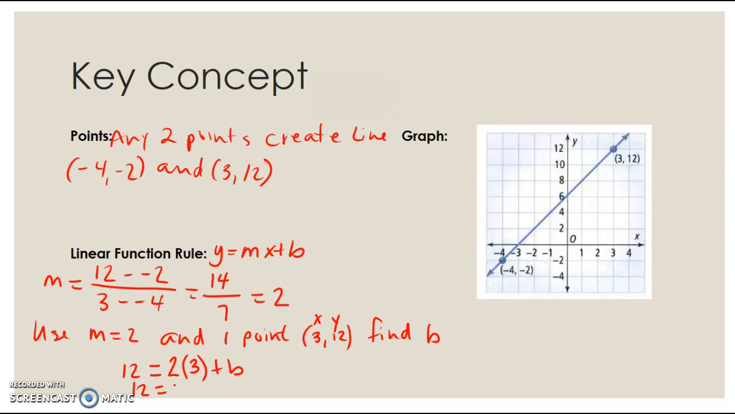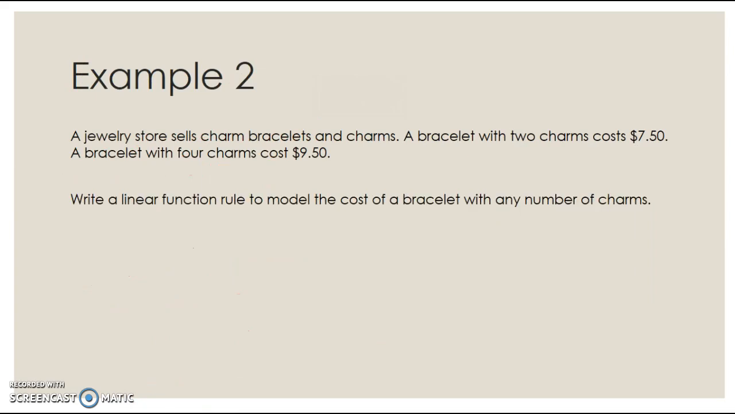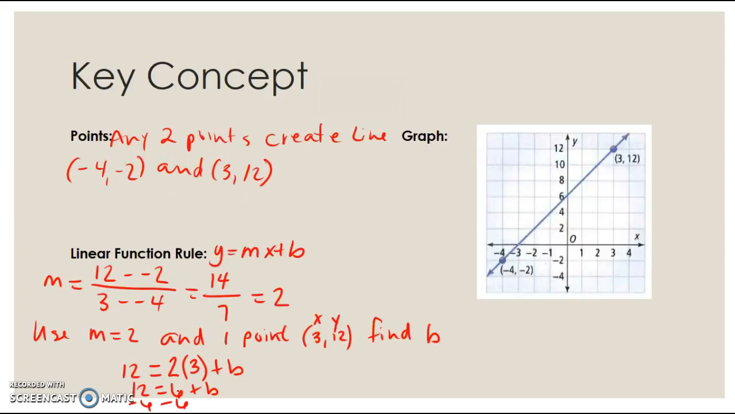So I now have 12 equals 2 times 3, which is 6, plus b. So then I'm asking myself, 6 plus what equals 12? And either I can figure it out or I subtract 6 from both sides. And when I subtract 6 from both sides, b will equal 6. And so I know that m is 2 and b is 6. So now I can write my equation of the line in the form y equals 2x plus 6. And so that is the equation of our line.